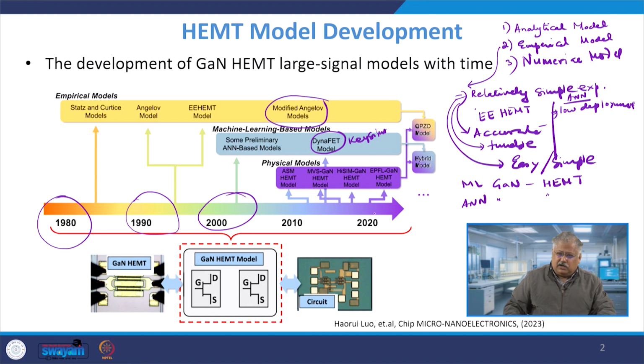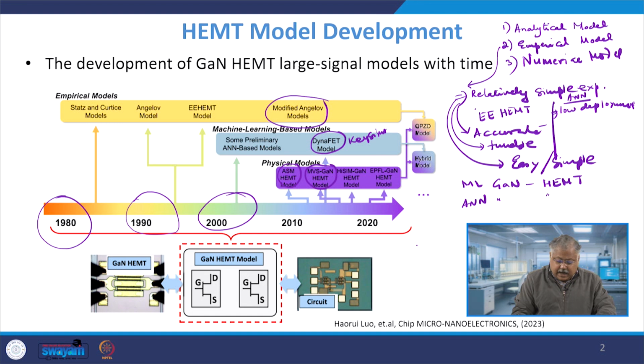Around 2010, the Keysight device model was found. Then the Advanced SPICE Model, the ASM HEMT model, was also developed. And then MIT's virtual source HEMT model was also developed.